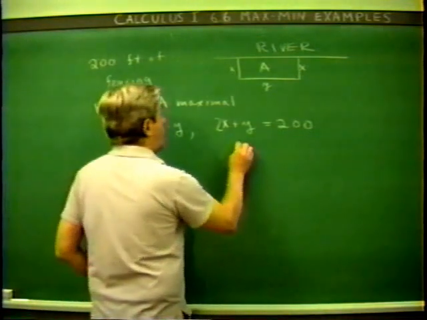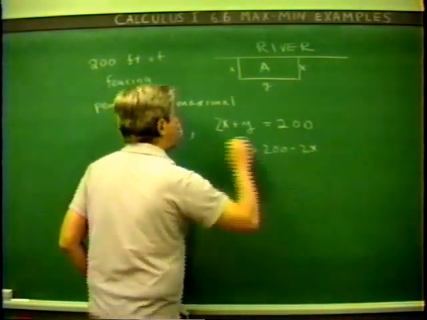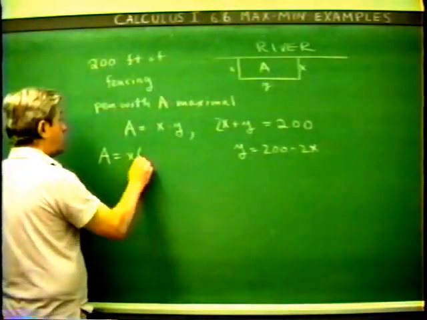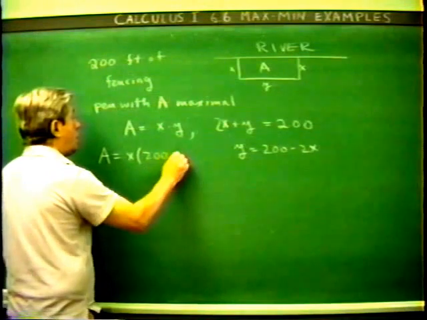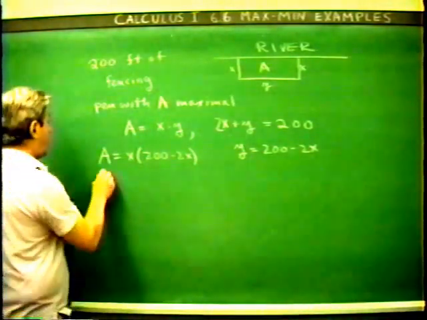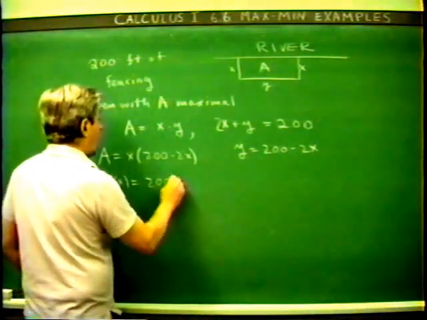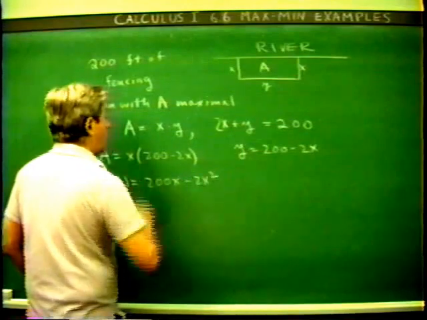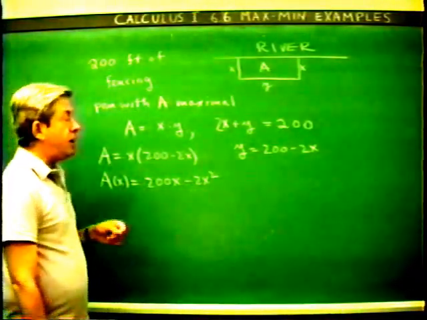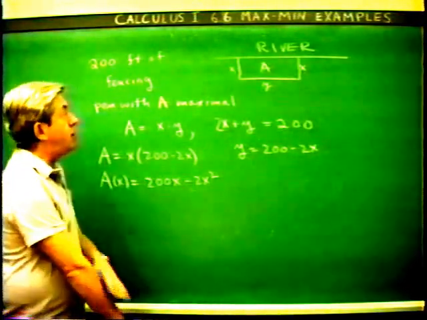However, if we solve this for y, we find that y is equal to 200 minus 2x, and so the area is equal to x times 200 minus 2x. And now we have the area as a function of one variable, namely A of x is equal to 200x minus 2x squared. All right? Now the next thing to do is to determine the interval on which this makes sense.